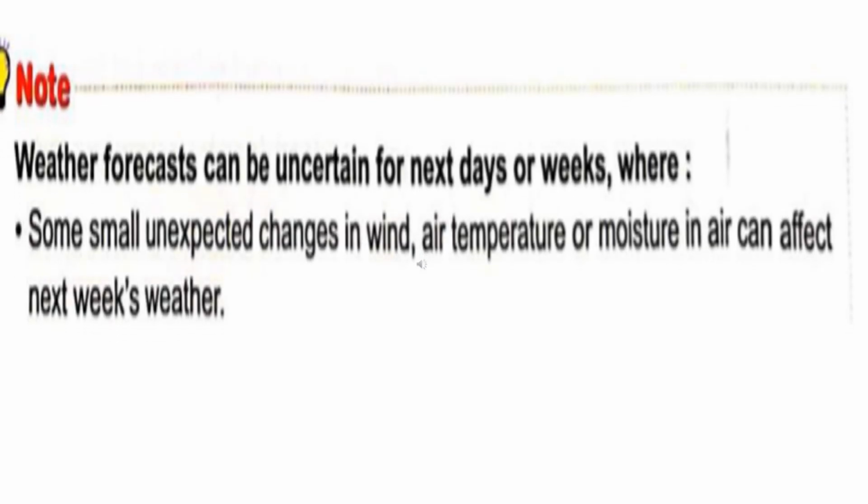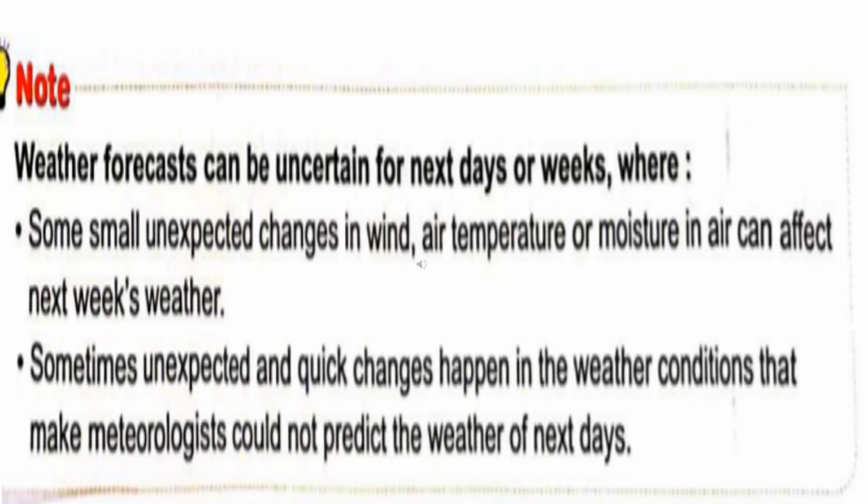There is a note about that. Weather forecasts can be uncertain for the next days or weeks, where some small unexpected changes in wind, air temperature, or moisture in the air can affect next week's weather. Okay? But sometimes unexpected and quick changes happen in the weather conditions that make it impossible for meteorologists to predict the weather of the upcoming days.